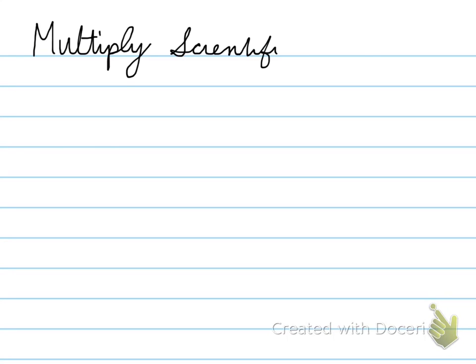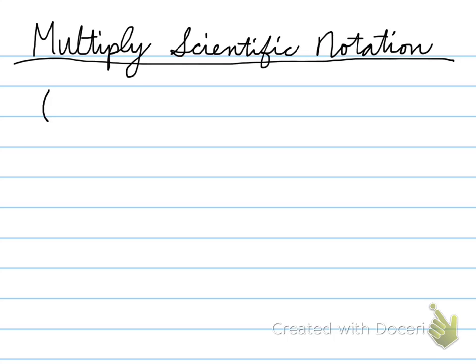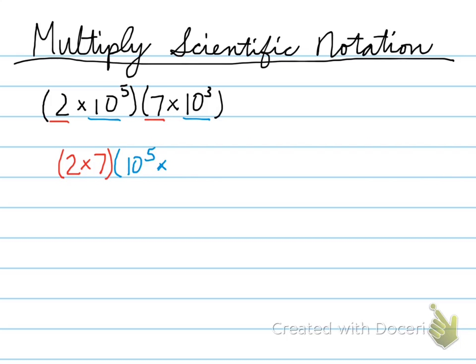Here's a quick review about multiplying numbers in scientific notation. For the first example, we have 2 times 10 to the 5th times 7 times 10 to the 3rd. The first thing you can do is regroup the numbers. So put 2 times 7 first, and then multiply times 10 to the 5th times 10 to the 3rd.